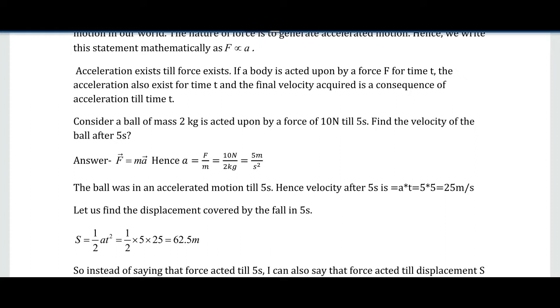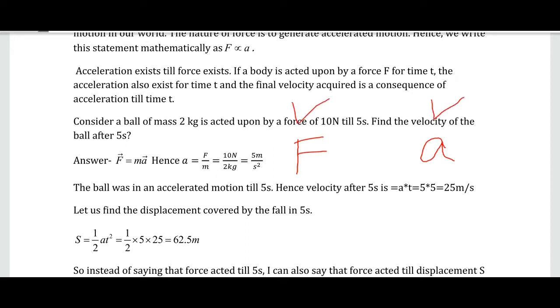So mass is the thing that decides what amount of force will create what amount of acceleration. So I have a force and I have an acceleration. Now a particular acceleration that will be created by a force will depend upon the mass of the object.